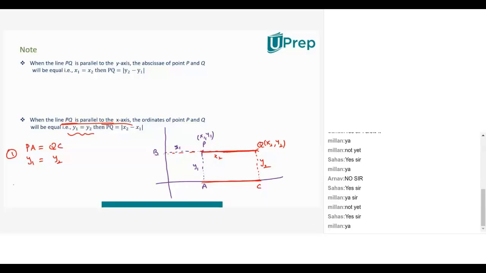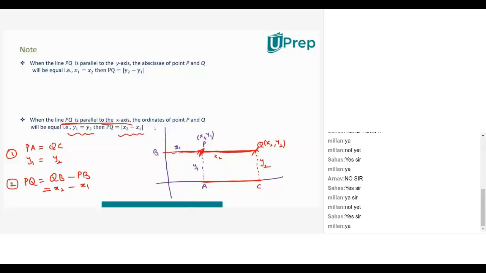Again coming to the second property, I need the PQ length. Look at the diagram. PQ length from here to here is same as BQ minus PB. Agree? What is the total length from Q to B? That is x2 minus the distance from P to B, that is x1. Again, that's my second property.